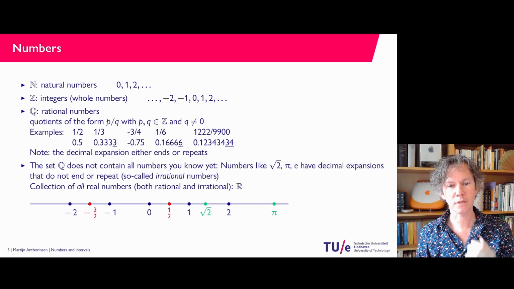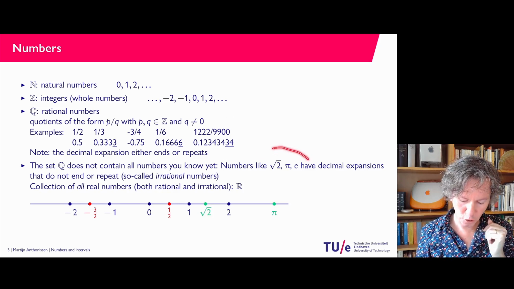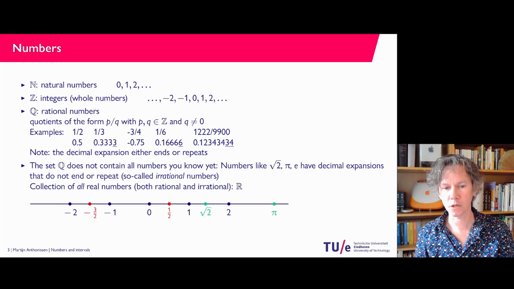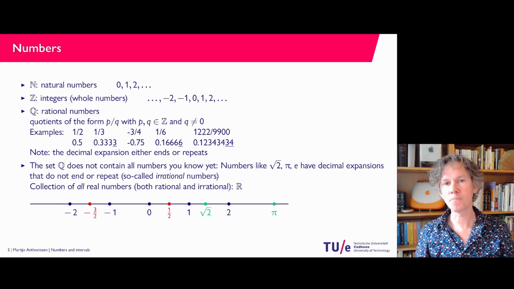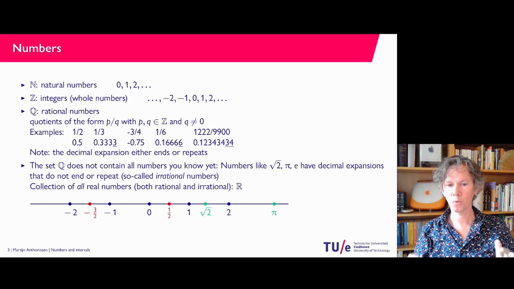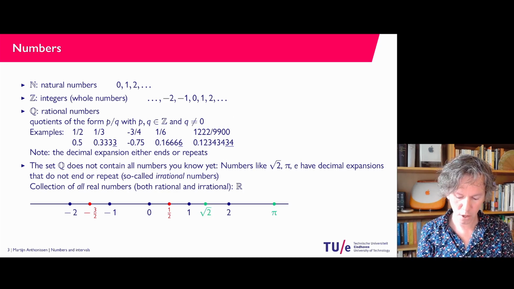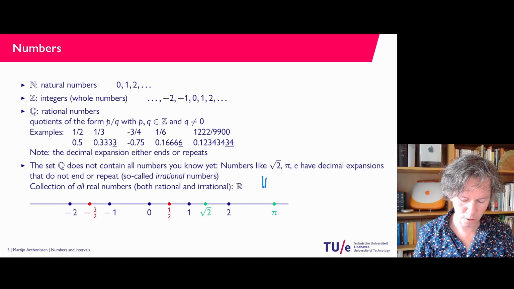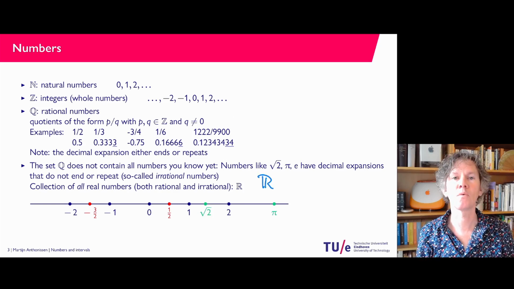So Q does not have all the numbers. These special numbers that have a decimal expansion that does not repeat itself or does not terminate are called irrational ones. And if we put all the numbers together, rational and irrational numbers, we have R. And again, if you would write this by hand, you would write it like this, so with a double bar on the left.